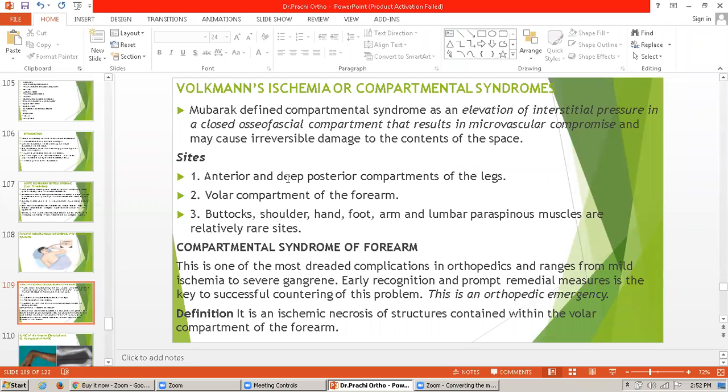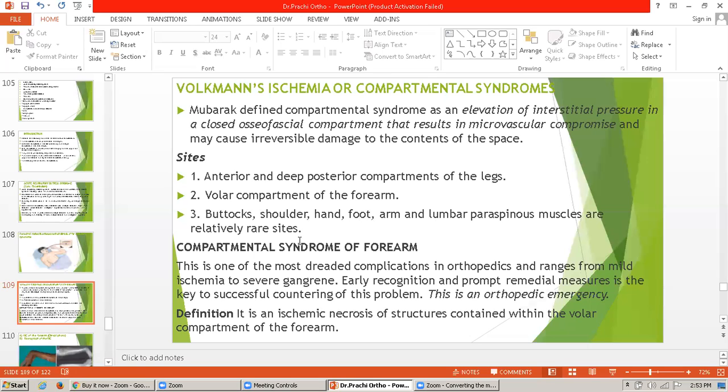Its sites are, firstly, the anterior and deep posterior compartments of the leg. Second is the volar compartment of the forearm. Third, the buttock, shoulder, hand, foot, arm, and the lumbar paraspinous muscles are relatively rare sites.